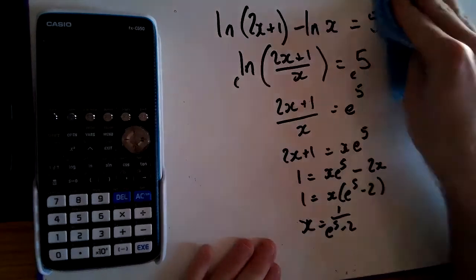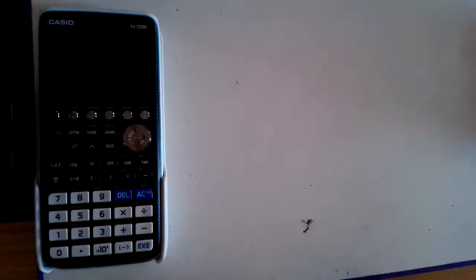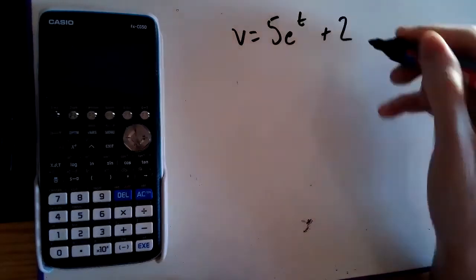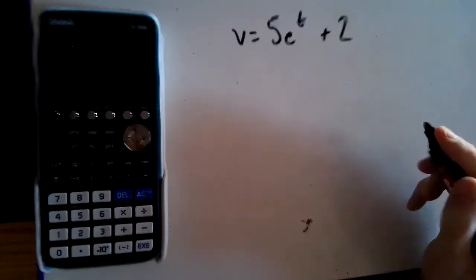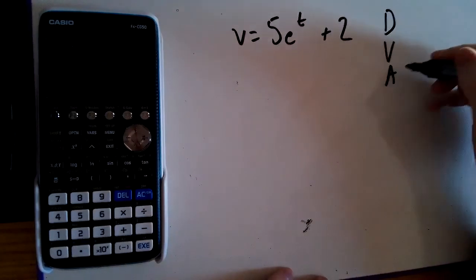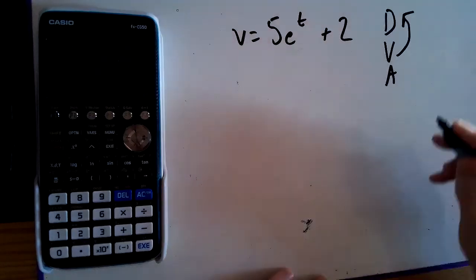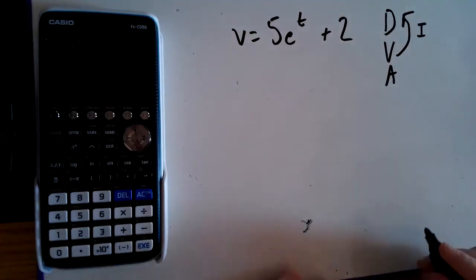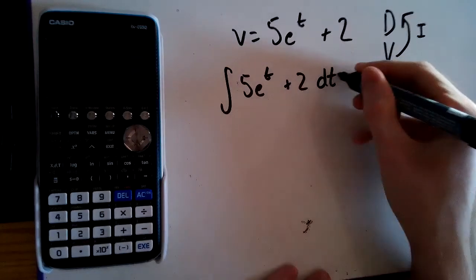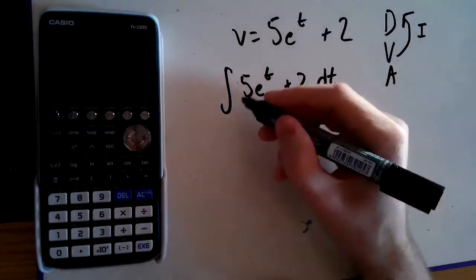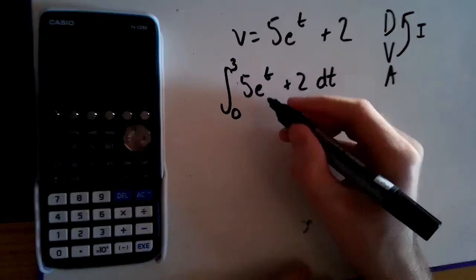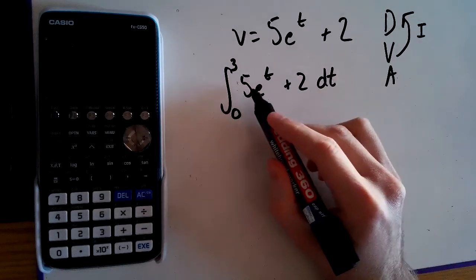And the last one, I'll give you the velocity is 5e^t plus 2, and I want the displacement in the first 3 seconds. Well, dv, I've got velocity, and I want to go up to displacement, so that means I integrate. So I'm going to integrate 5e^t plus 2, and I'm going to integrate between the first 3 seconds, so I start with 0 seconds, and I end with 3 seconds.